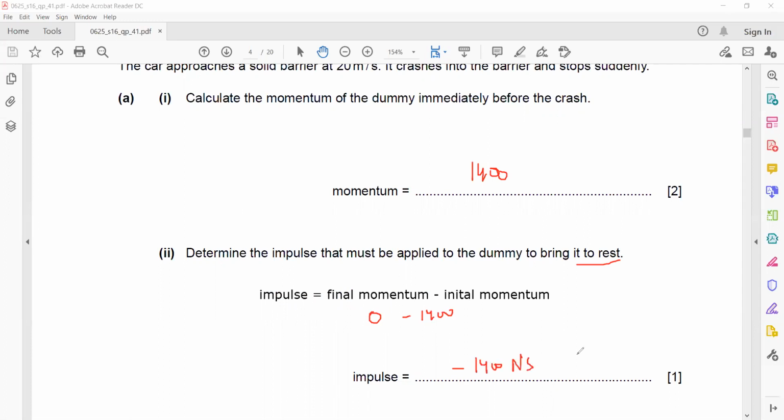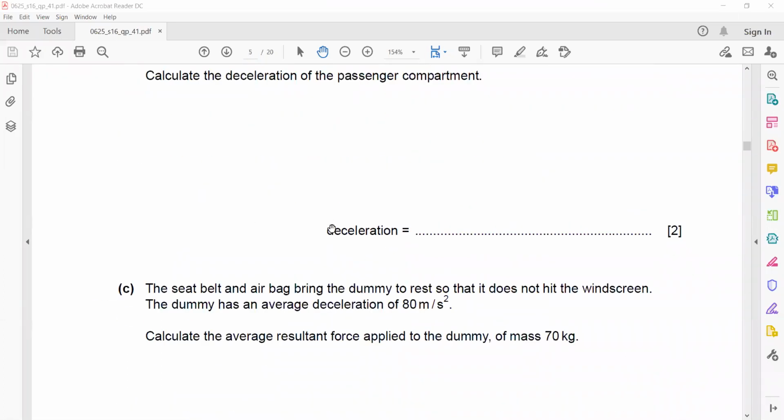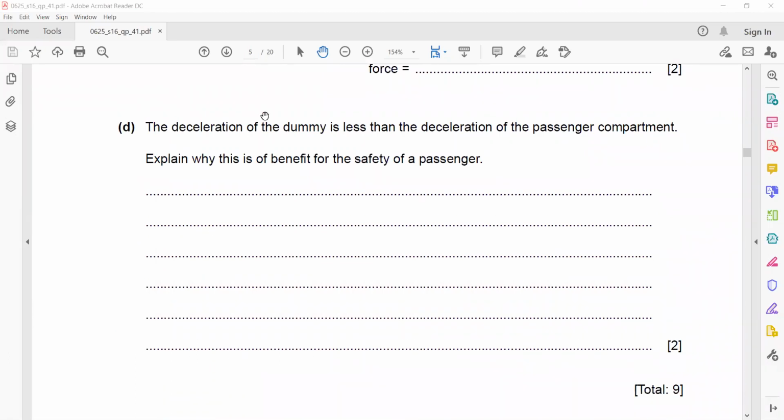Then for part 2D, the deceleration of the dummy is less than the deceleration of the passenger compartment. Explain why this will be a benefit for the safety of the passenger. How will this be a benefit for the safety of the passenger? Because we have this formula, F equals ma. If the deceleration is small, it means the force will be small. If the force experienced by the passenger is small, it will reduce the chance of injury.